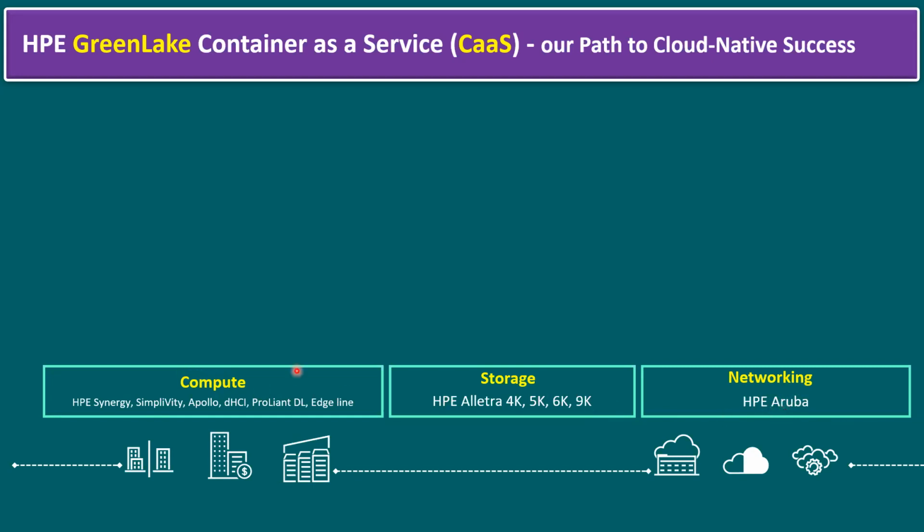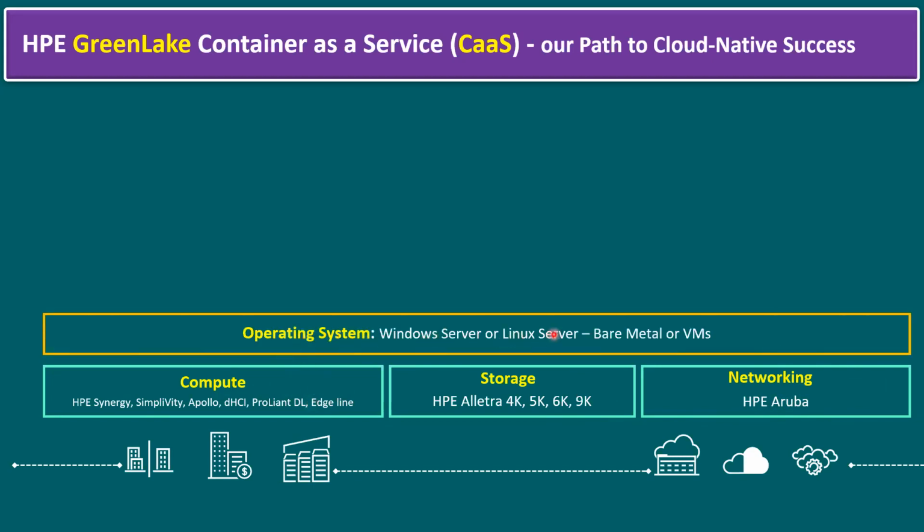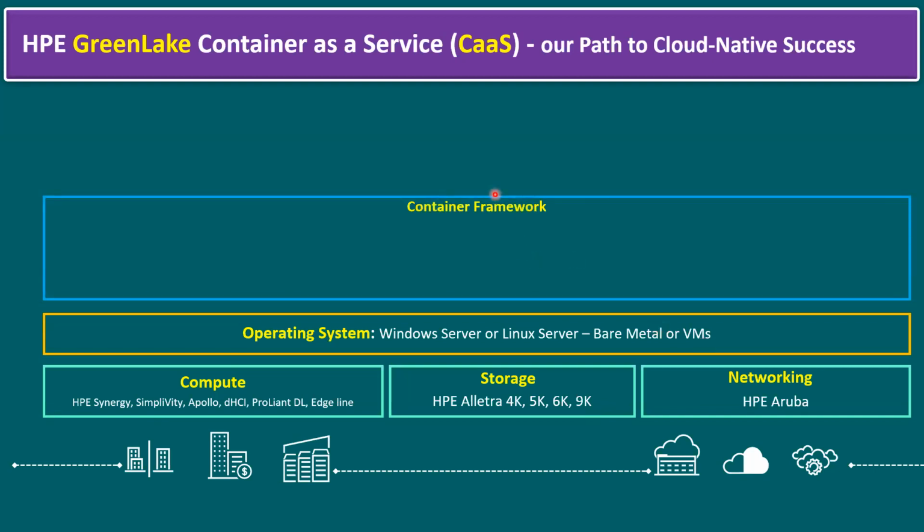Okay, and on top of these physical resources, we need to propose an operating system. Normally, the most commonly used operating systems are Windows Server and Linux servers. Even within Linux, there are different flavors like RHEL, SUSE Linux, or any of the other flavors. They can run directly on bare metal, or on virtual machines. And above that, we can run a container framework. That means the container framework can run directly on a bare metal environment using Windows or Linux platforms, or we can run it on virtualization as well.